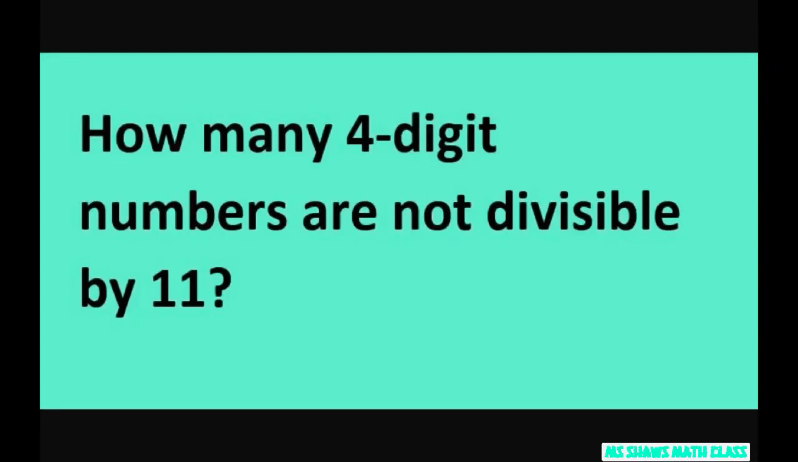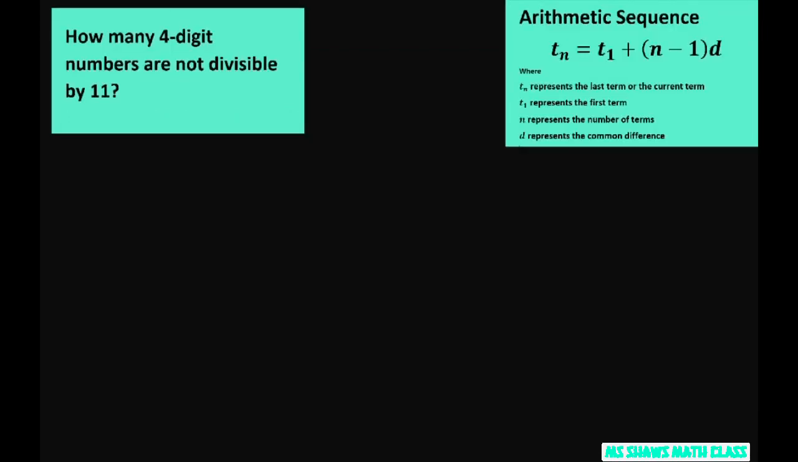Hi everyone, we're going to find how many 4-digit numbers are not divisible by 11. And the first step we're going to do is find how many 4-digit numbers are divisible by 11 and then subtract that number from our total number of numbers we have. So I'm going to figure that part out first. So let's talk about what this means.